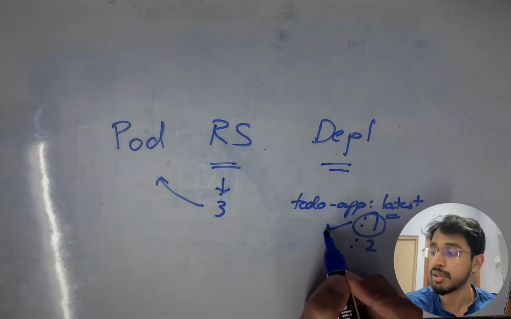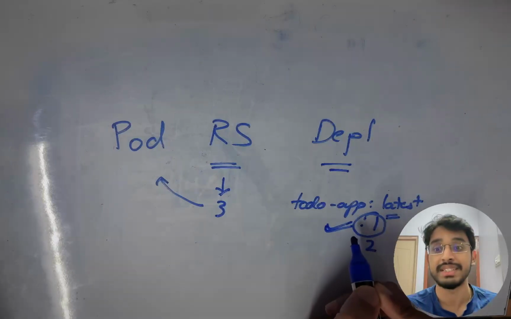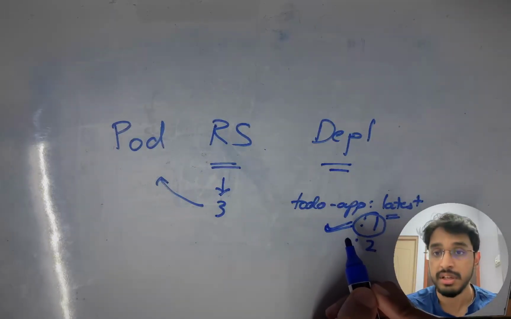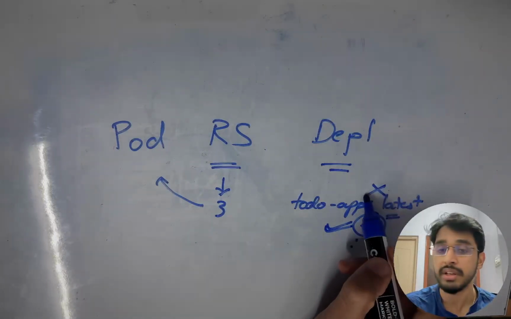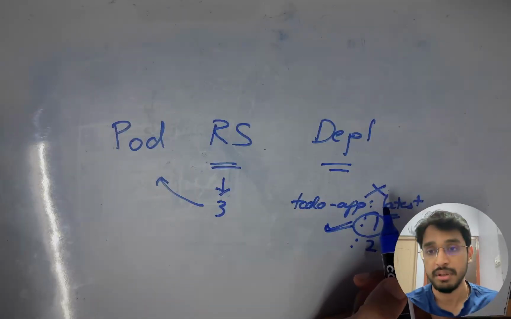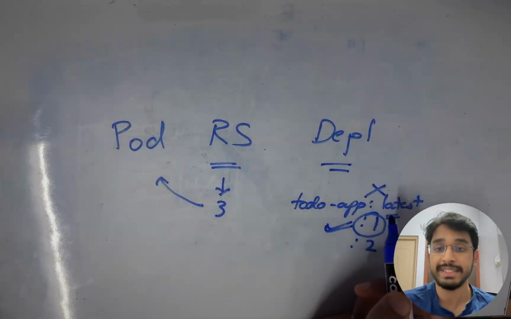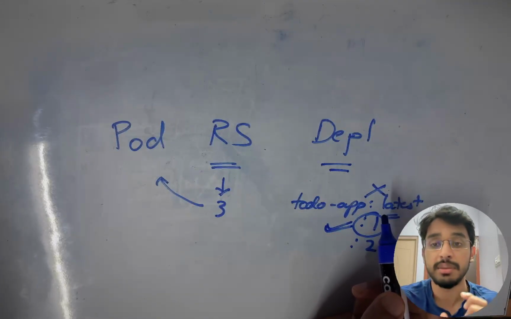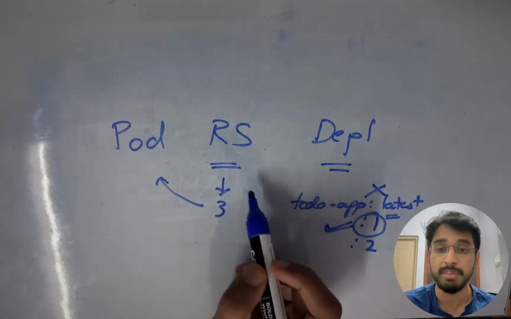Once this particular pod has succeeded, meaning it's successfully running without any errors, only then will it go ahead and delete the previously running pod. That's the only thing that a deployment can do and a replica set can't.